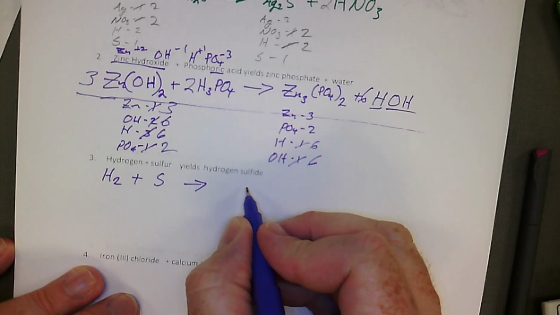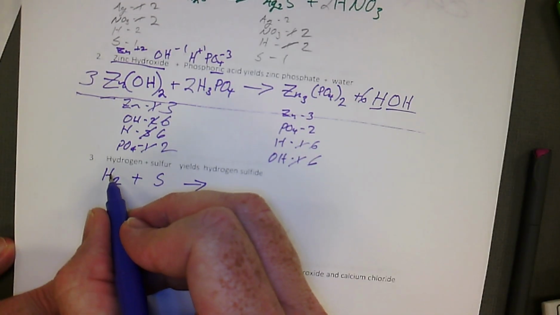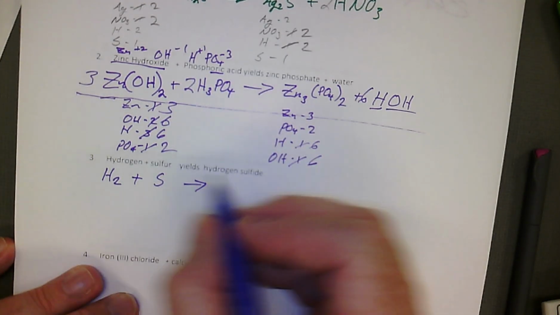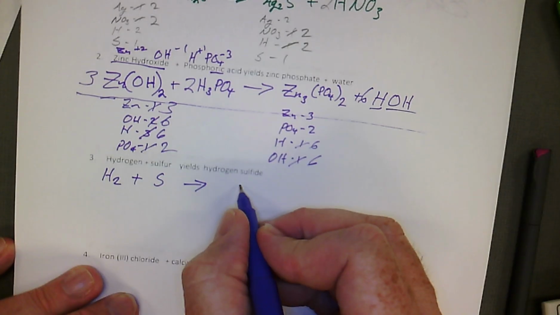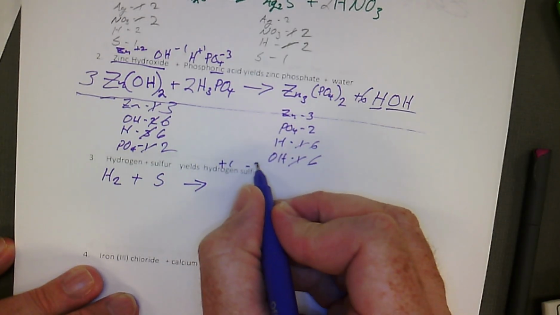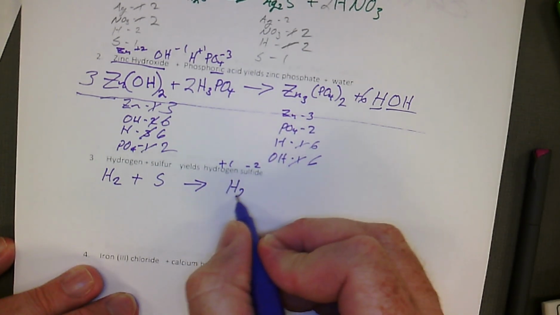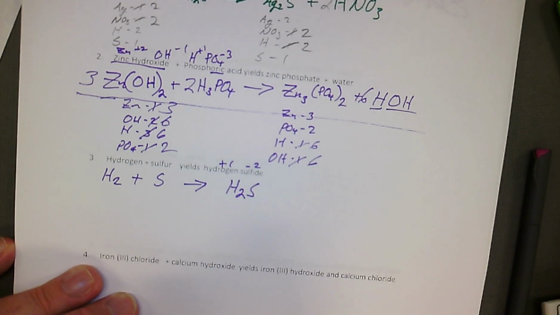Yields hydrogen sulfide. What is the charge of hydrogen? Not sulfur's -2. Plus 1, right? So how many hydrogens do I need? If this is plus 1, sulfur you guys said was -2. I need 2 hydrogens, so H2S, right? And this one's already balanced. Isn't that nice? All right. And then what type of reaction would this be? Synthesis. Good job.